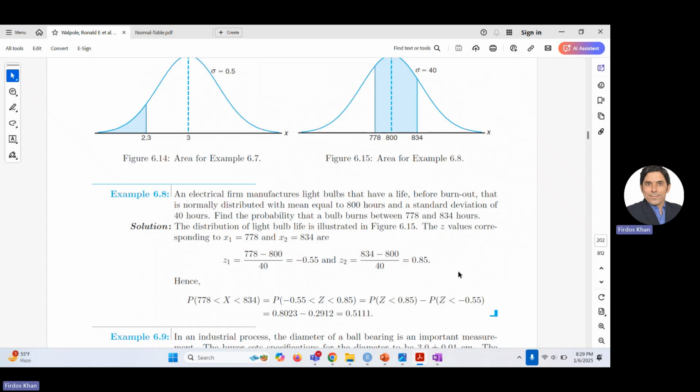I think this is enough for this video, and in the next video I will explain how you can use this table in an inverse way. In today's video we have the values of the random variable and we need to calculate the probabilities. In the next video we will have the probabilities, but we will need to find the value of the random variable z, the standardized normal variable.